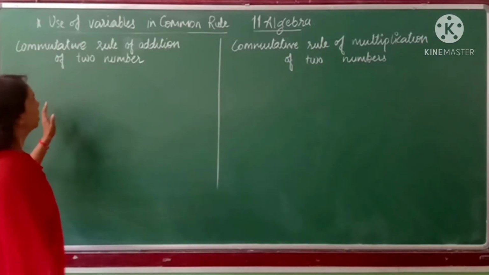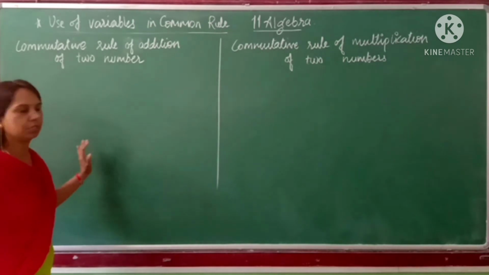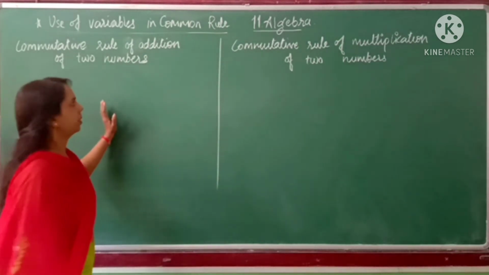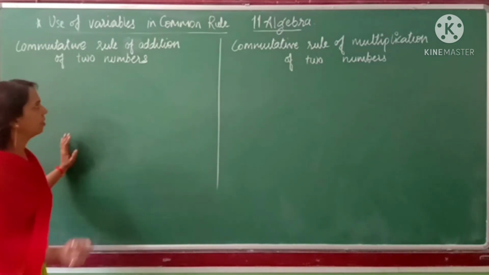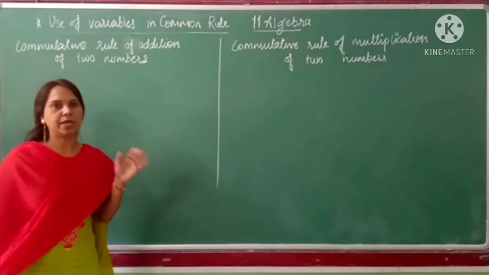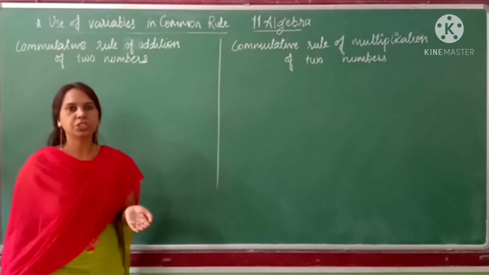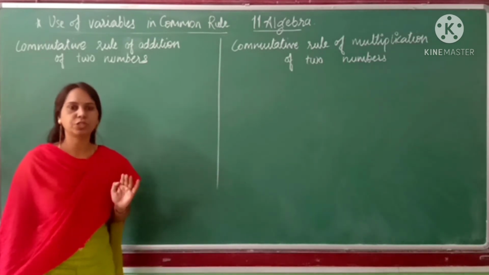Okay. Now next rule, the commutative rule of addition of two numbers. Commutative, commuting, means to interchange. Now when two numbers are added and we interchange them, the sum of the two numbers does not change.